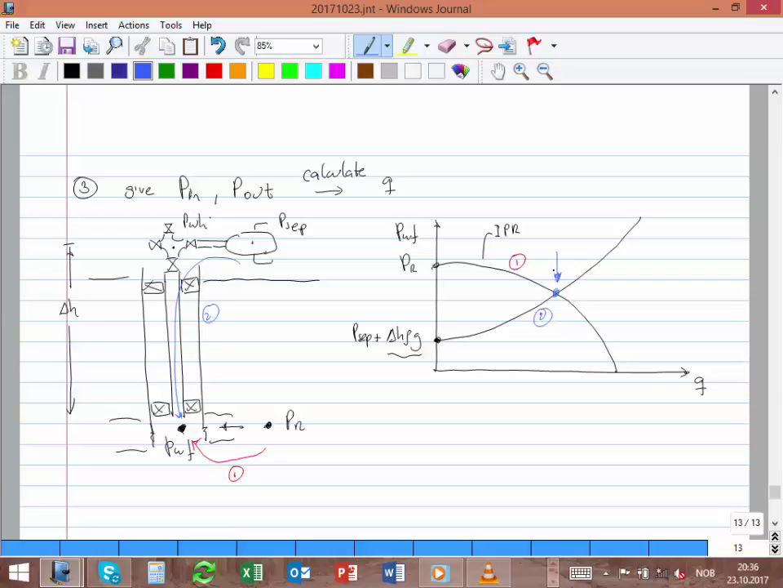That means if this system is operating the way it is here, this is the equilibrium rate. That's the only unique rate that the system will be producing. All of you agree? Yes? Because it's the only place where the available meets the required. They are exactly the same. So that's the equilibrium rate.